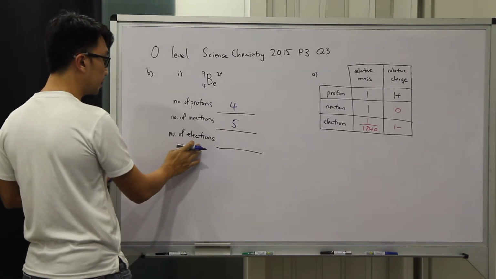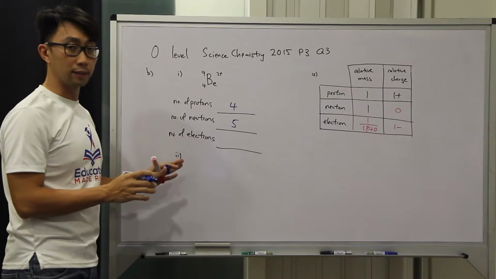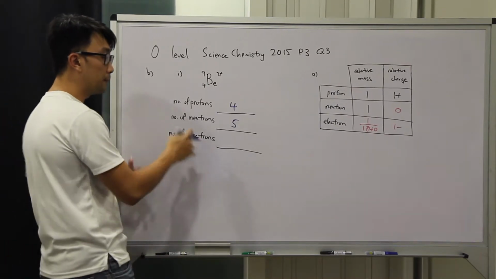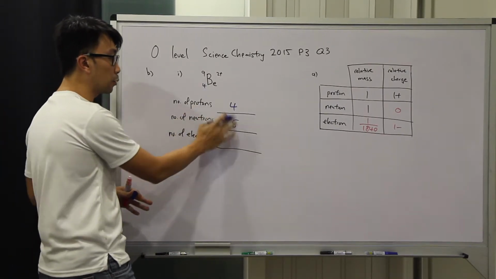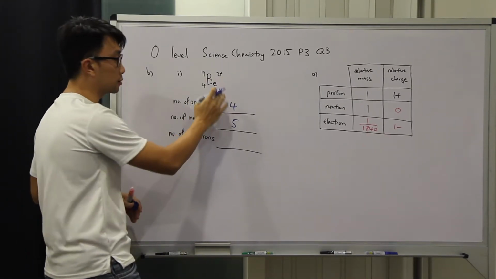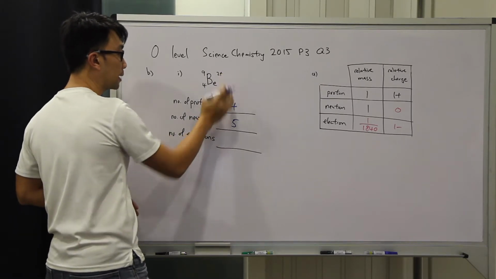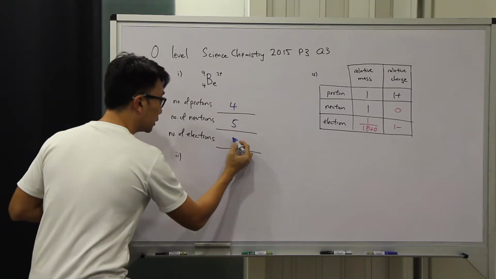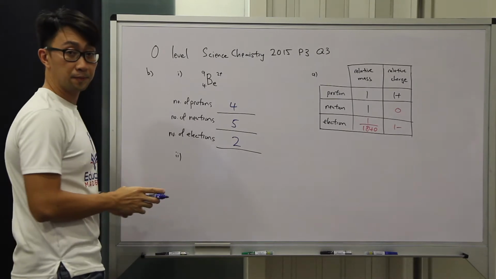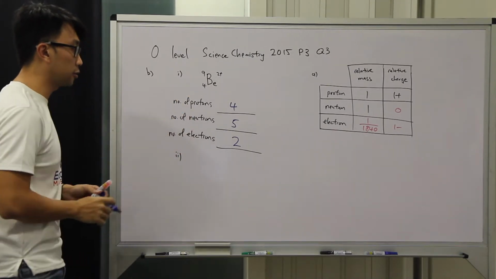Last but not least, the number of electrons. So in a neutral atom, we'll have number of electrons being the same as the number of protons. That will actually be 4. But now this is a beryllium ion, giving away 2 electrons already. So 4 minus 2, that will give us 2 electrons left. Alright, so this is how we fill in the number of protons, neutrons and electrons.